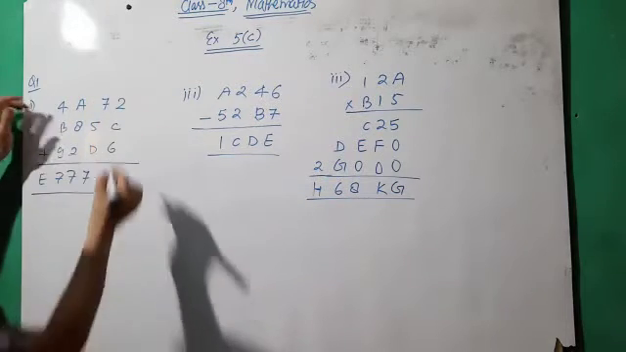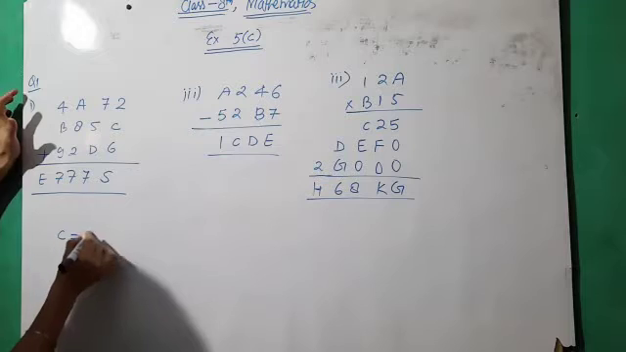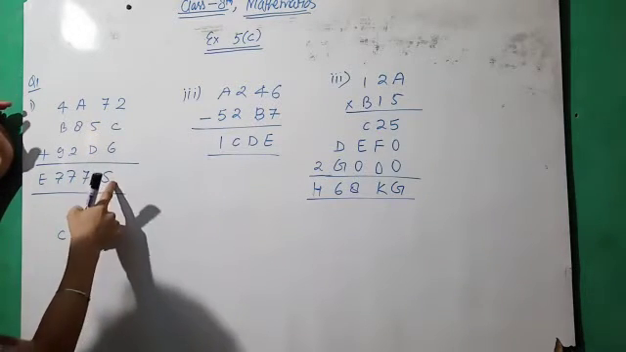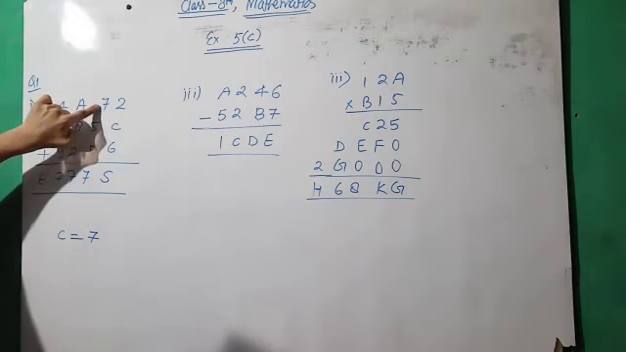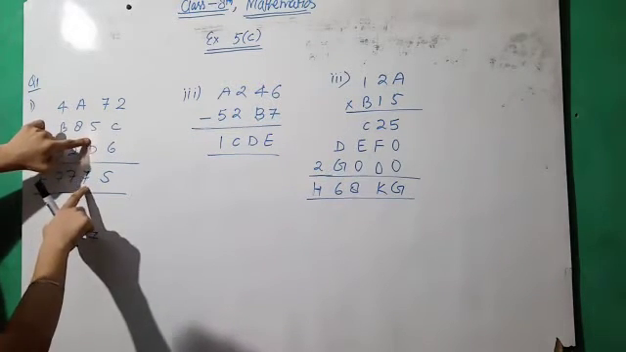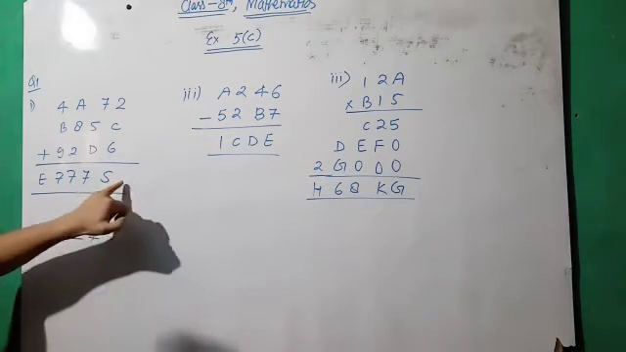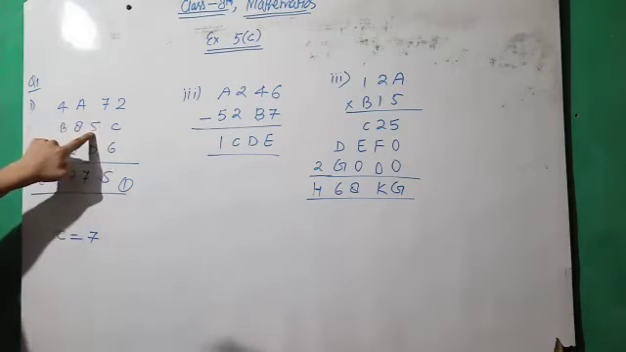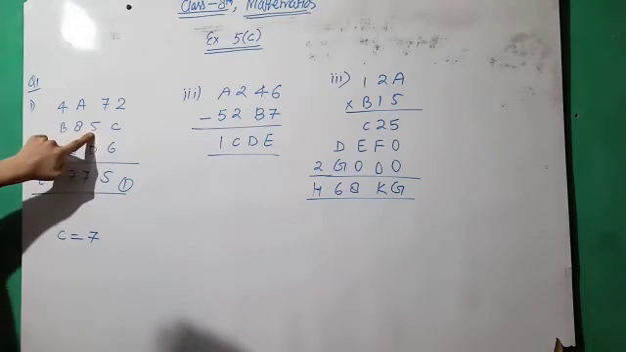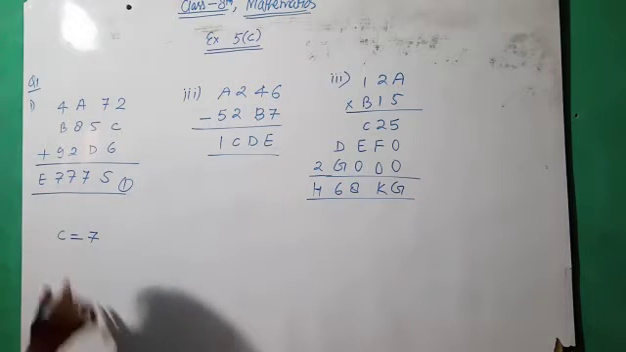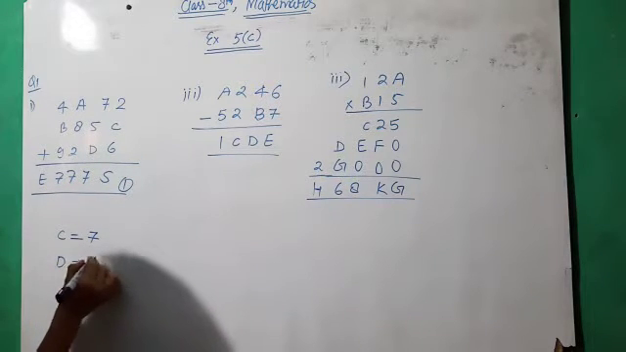So for 15 the C must be 7. So 6 plus 2 is 8, 8 and 7 is 15, carry 1. 1 plus 7 is 8, plus 5 is 13, plus 4 is 17. So D equal to 4.